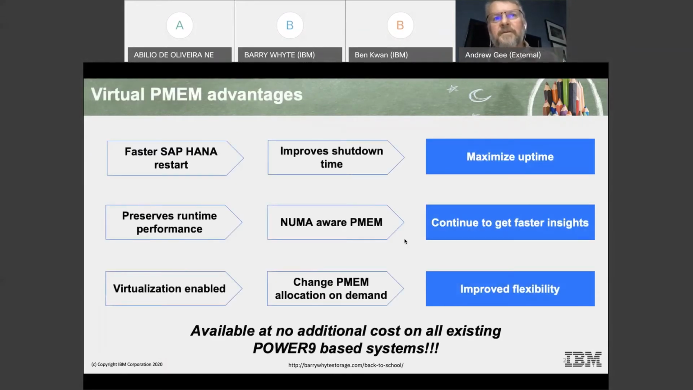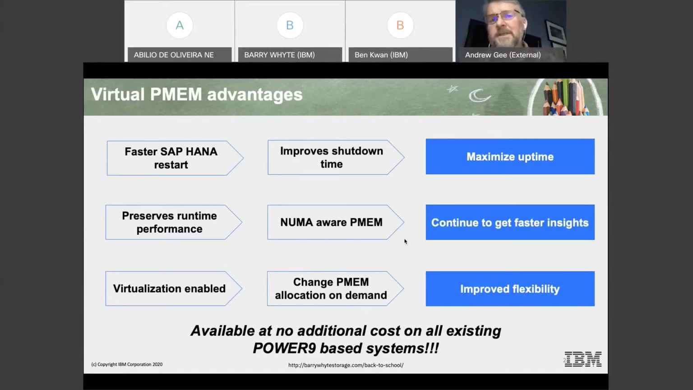So we have a faster SAP HANA restart. It improves the shutdown time. Depending who you're talking to, for the business, it's maximizing your application uptime. For the engineers that are doing maintenance, it gives you a slightly longer maintenance window. So it's a win-win situation.